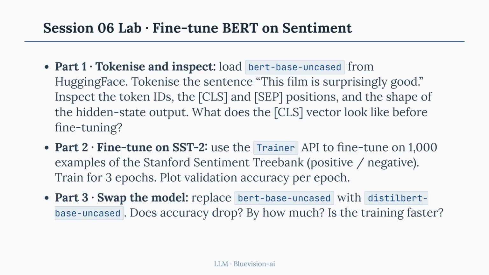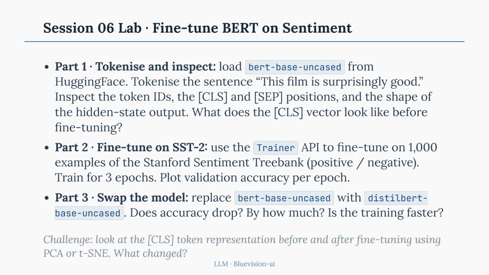Part 3. Swap the model. Replace BERT base uncased with DistilBERT base uncased. Does the accuracy drop? By how much? Is training faster? You're running your own ablation, the same kind of experiment that produced the BERT family we looked at earlier. The challenge. Visualize the CLS token representation before and after fine-tuning using PCA or t-SNE. Plot positive and negative examples separately. Before fine-tuning, they should be mixed. Afterwards, you should see 2 clusters. You might be wondering whether fine-tuning really rewrites the encoder or only the head. This plot is how you find out.